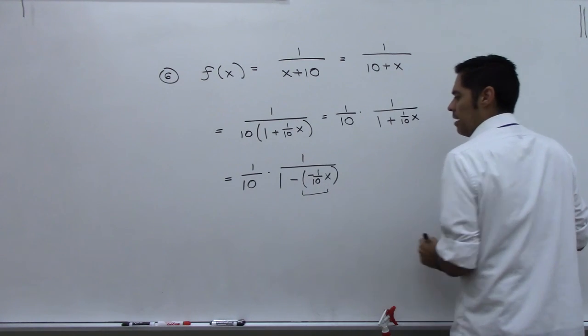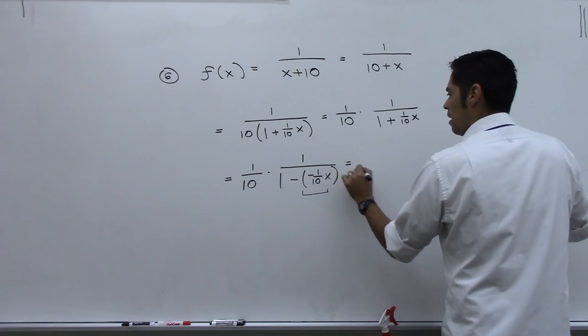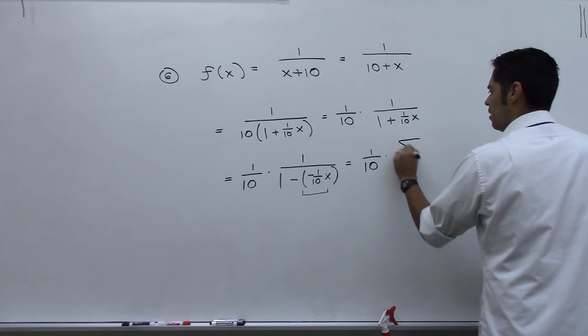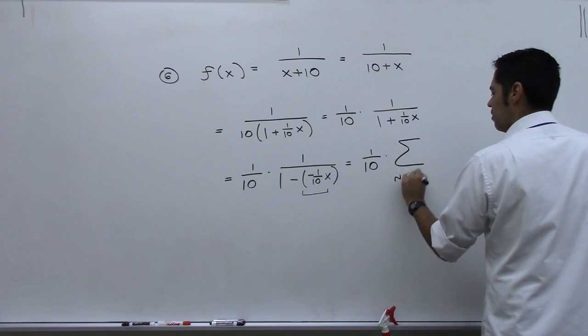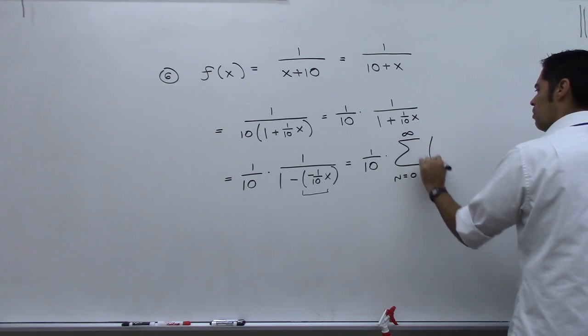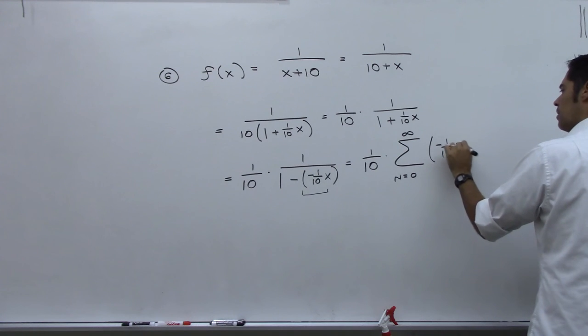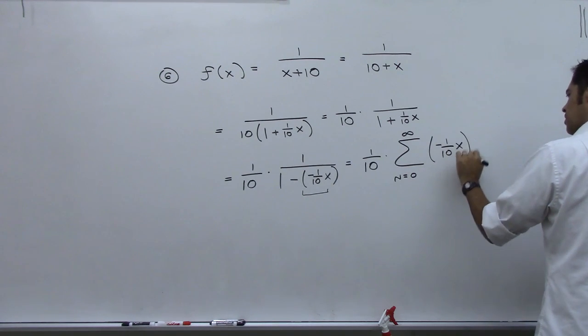So u is this right here. So this becomes 1/10, and now I'm going to convert this into a power series. Sum n equals 0 to infinity of u, which is negative 1/10 x, that's u to the n.